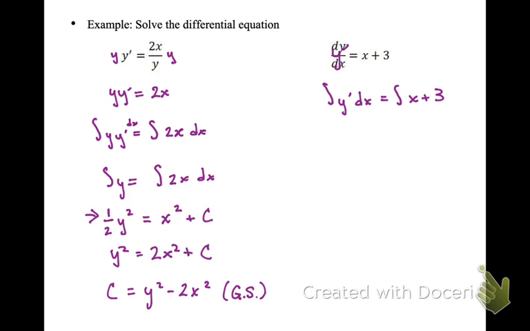So the left-hand side... Wait a second. Oh, I did that wrong. Because should I multiply over by the dx? It should be that, shouldn't it? I can't just discredit it, can I? Unfortunately. And then now would I integrate both sides?